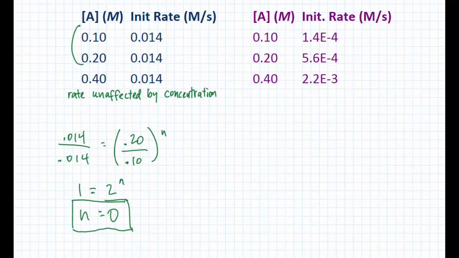But honestly, if it's zero order, this just confirms it. If it's zero order, you really should be able to tell just by looking at the values. If all the initial rates are the same, regardless of what happened with our concentration, that means concentration has nothing to do with the rate. That concentration could be anything. As long as there's some of it there, then the rate of that reaction would be the same. That's what happens in a zero order reaction.